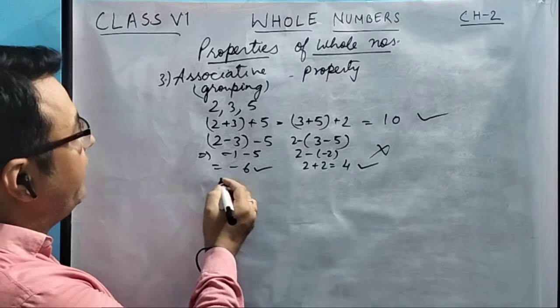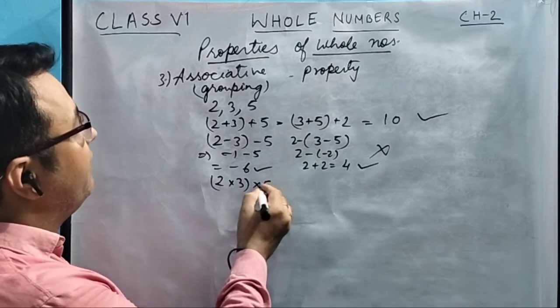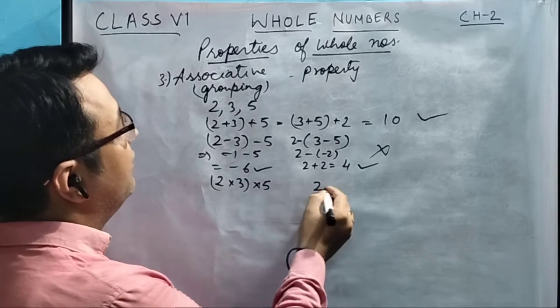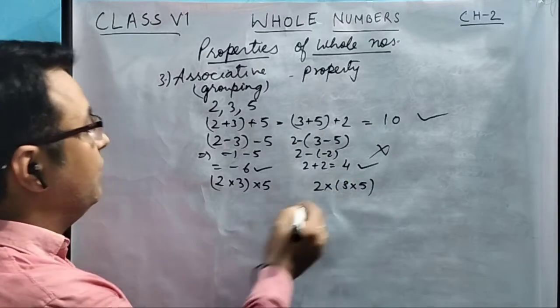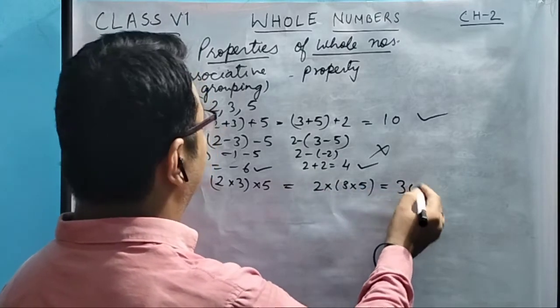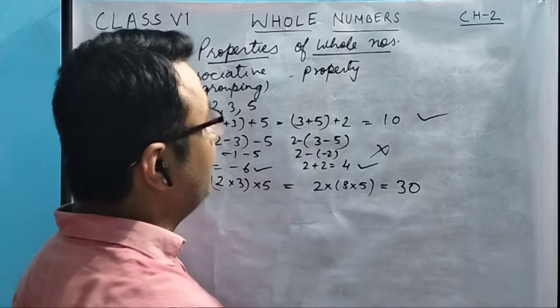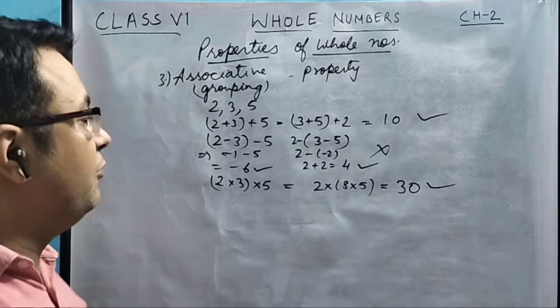Similarly, let's check for multiplication. Either we multiply 2 into 3 first and then we multiply 5, or we first multiply 3 and 5 and then we multiply 2. So in both the cases, the result will come same. Multiplication of whole numbers satisfies the associative property.